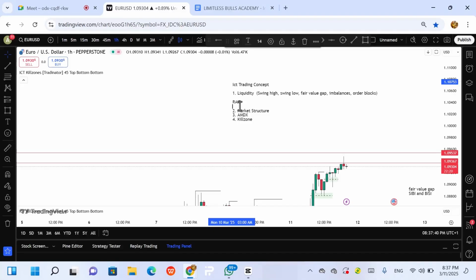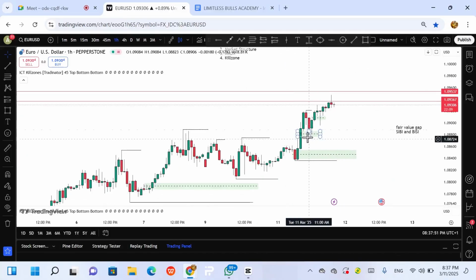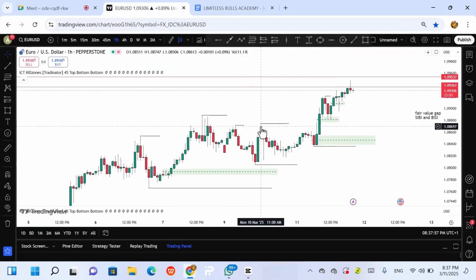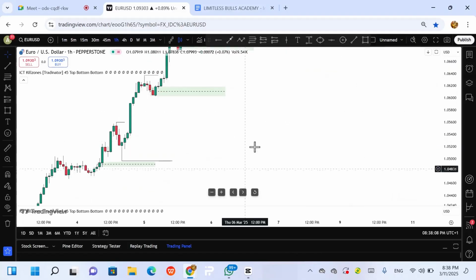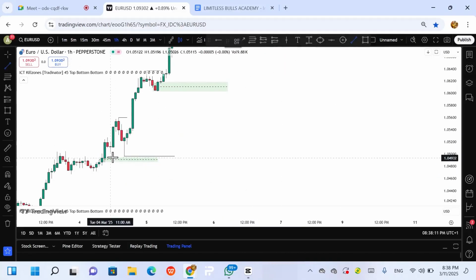RAID is a tap into a liquidity. So when we see a swing high like this being taken, we say the market has raided this swing high. Get the point? When we see this fair value gap being tapped, we say the market has raided this fair value gap. When the market goes beyond this swing high, we say the market has raided this swing high. And let me look for another raid example. You can see this swing low. What happened now? We can say this market has raided this swing low. You get the point? So this is what we call a raid.